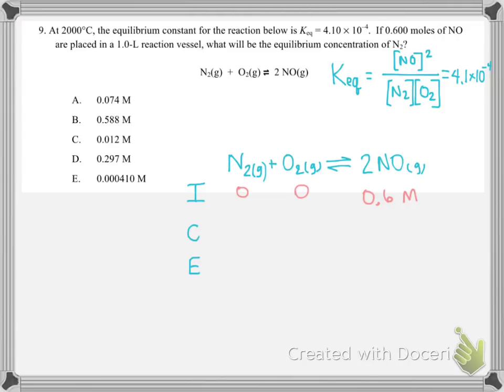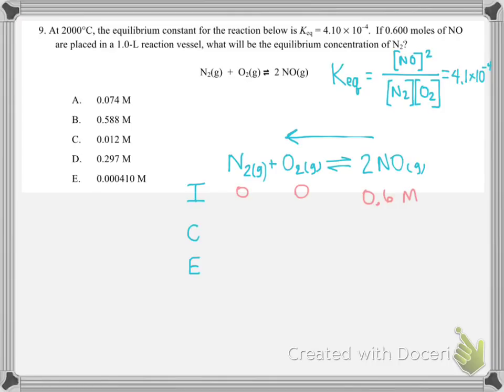Okay, so I've already started to set up the ICE table here. We have none of the N2 or O2 in the beginning, but we have 0.6 moles of the NO in a 1 liter vessel, so that's just 0.6 molar. Why not use molar in your tables? Okay, and so hopefully you guys can see that this reaction is going to proceed to the left, because right now we don't have any reactants to begin. So there's only one way for this reaction to go.